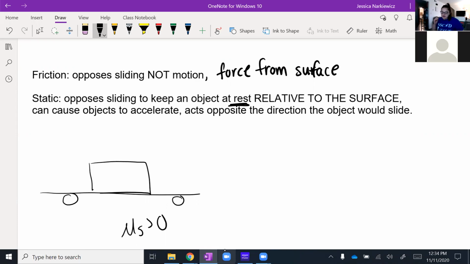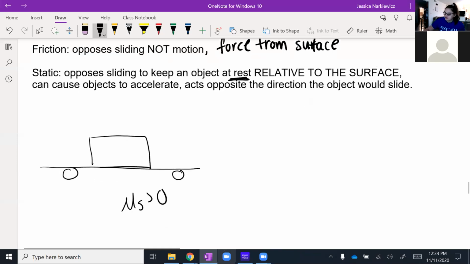Okay? And this static force of friction acts opposite in the direction the object would slide. So, for example, let's say I have a cart with some sort of box on top of it, and the cart and the box are accelerating to the right, but the box is not sliding relative to the cart. So pretty much any moving cart ever.